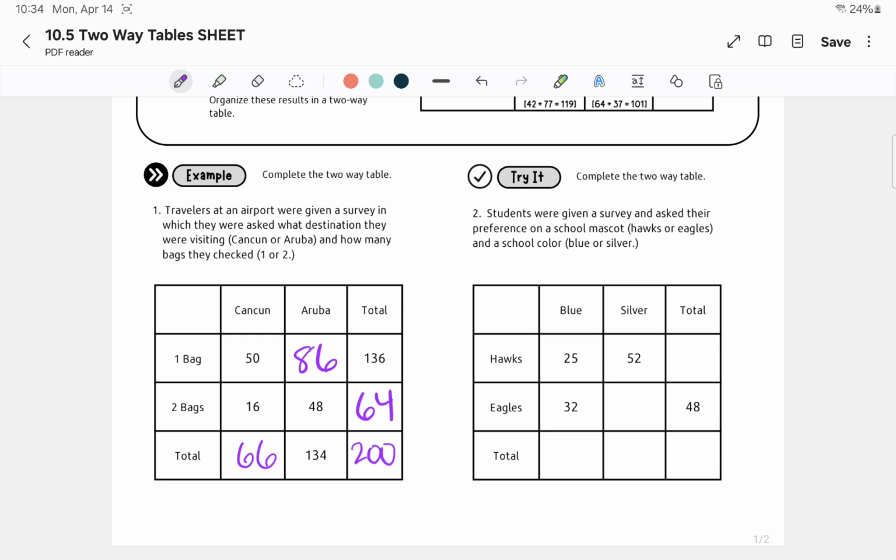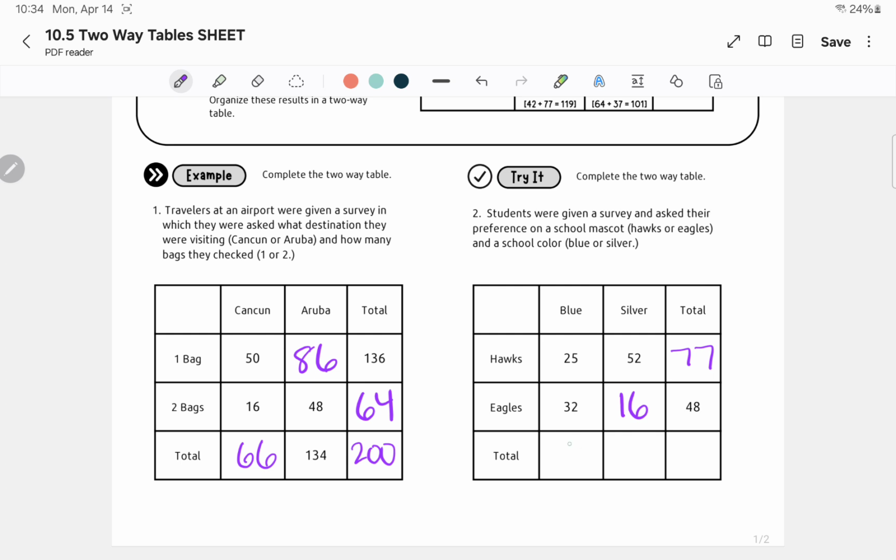It says there are 2 preferences, the mascot and the color. How many students preferred the hawk? We're going to be adding 25 and 52 to give us 77. This inside box is how many kids liked the eagles in silver. So we're going to be subtracting 48 minus 32, because if we knew this number, we could subtract. But since we only know these 2, we can subtract to get this missing box. So 48 minus 32 is 16.